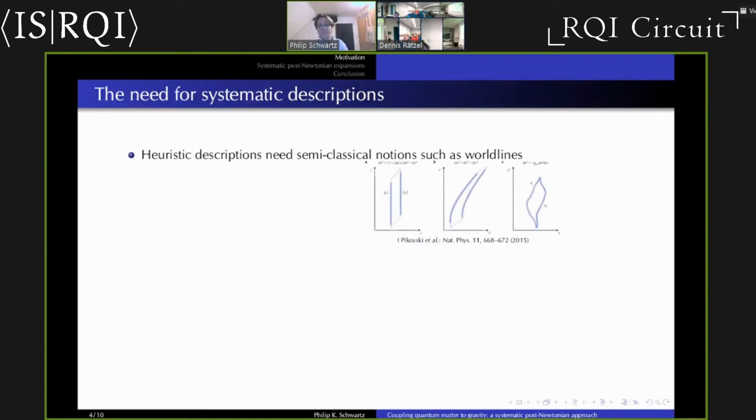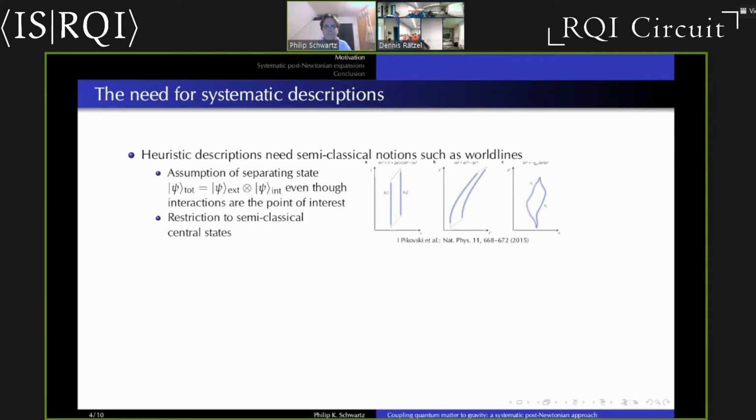But there are some problems with all these descriptions. As I said, this idea of deriving these couplings is based on assuming semi-classical world lines for the center of mass degree of freedom. This is a picture from this universal decoherence paper, and they really draw the world lines. Even though they are a little bit fuzzy here, we still have these world lines. So for these heuristic descriptions to work, we really need semi-classical notions. And there are some problems with it.